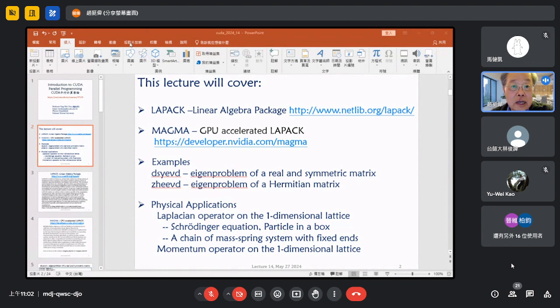So this is the eigenproblem of a Hermitian matrix. A Hermitian matrix has complex elements. If I take the complex conjugate and then the transpose, that's called the adjoint. If the matrix is the same as its adjoint, that's called Hermitian.